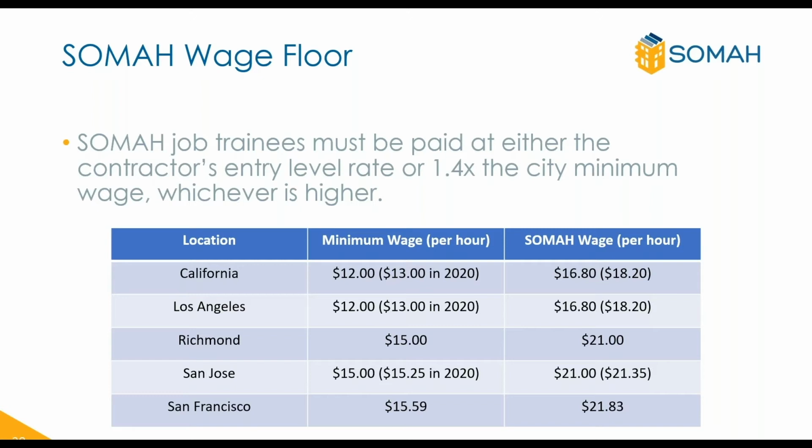For example, take San Francisco, where the minimum wage is currently $15.59 per hour. The minimum SOMA wage would then be $21.83 per hour. As of May 2018, the average wage, calculated by the mean, for a solar photovoltaic installer was $22.30 per hour. The SOMA program administration team will revisit the wage floor as wages increase over the course of the program.